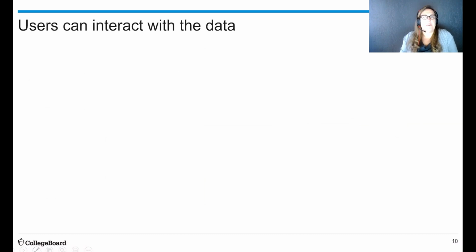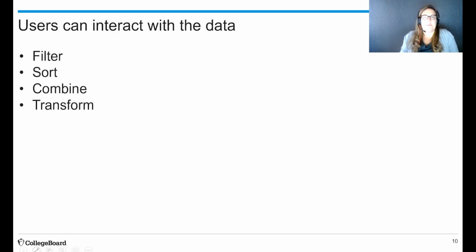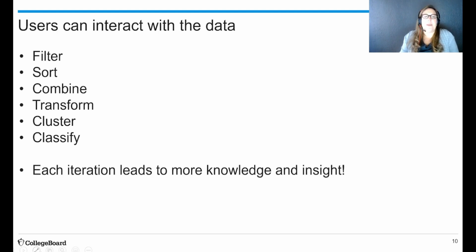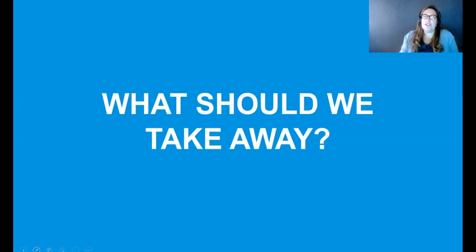So there are different ways the users can interact with this data. We could filter it, we might sort it, we might combine some of the different pieces, we might transform the data, we might put them into clusters or even classify them. The key is that the user gets to interact with it, and each interaction might lead to a new iteration, meaning some new questions that we can answer, some new processing that might give us more information and insight into what we are looking at. This makes it really useful and actually even kind of fun if you really are looking at data you're interested in. So, what should you take away?